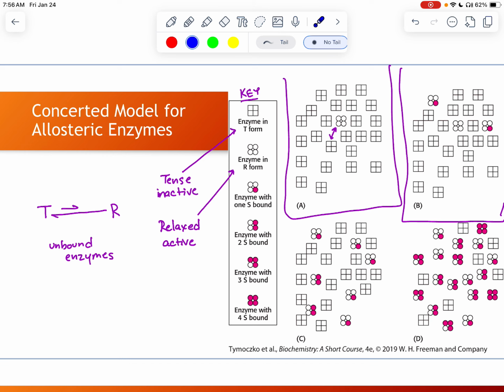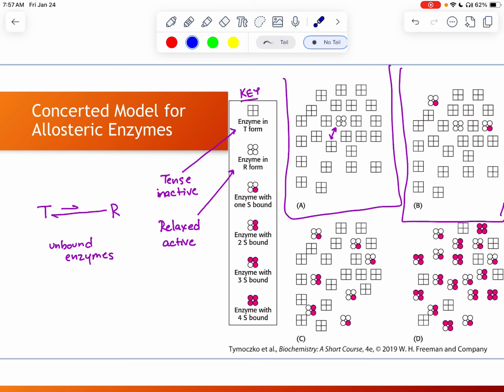So our equilibrium starts shifting more and more to the right and makes more. See in this one, I have 3 of those relaxed state molecules. 2 of them aren't going to count in my equilibrium because they already have a substrate bound. In the concerted model, all subunits are either in the T form or in the R form.